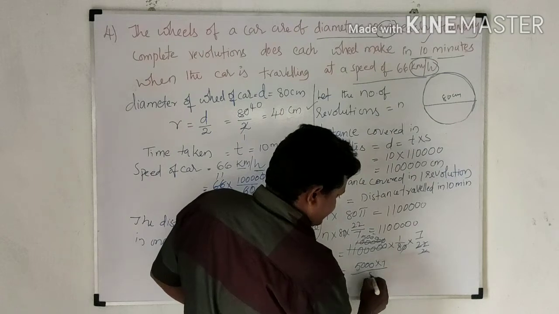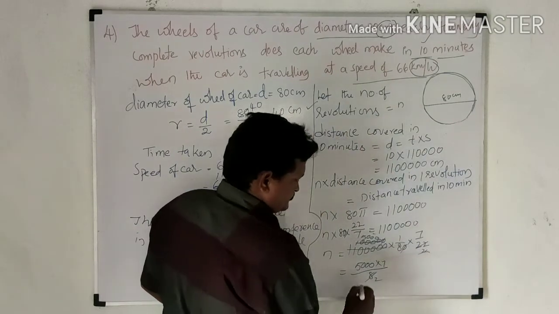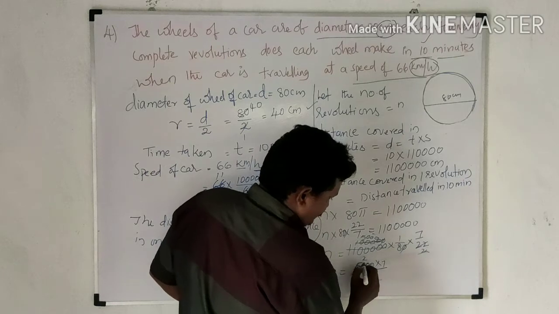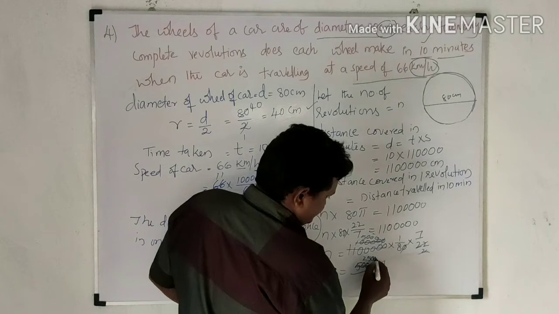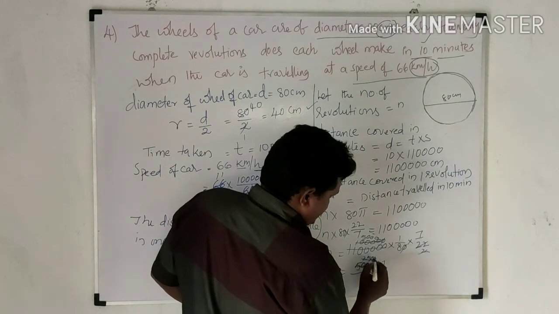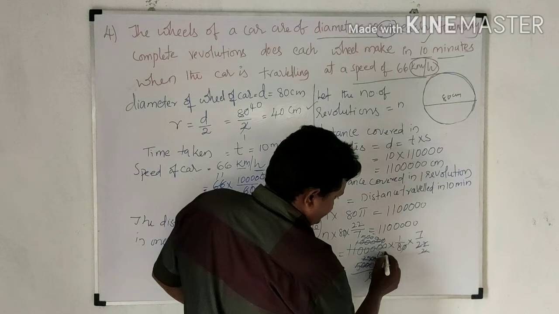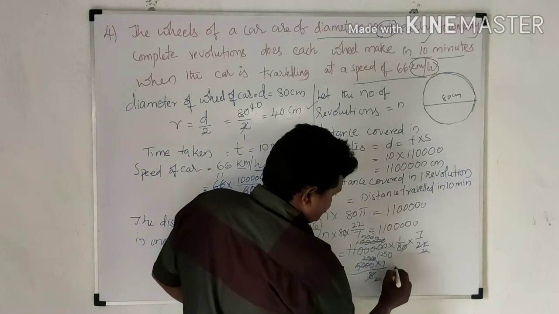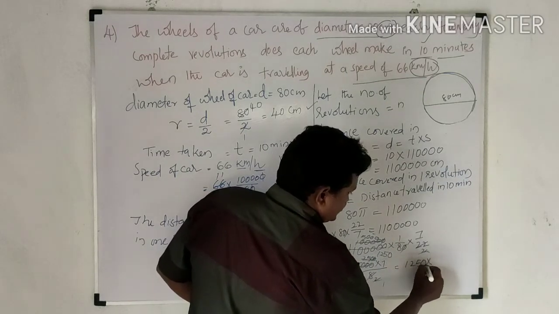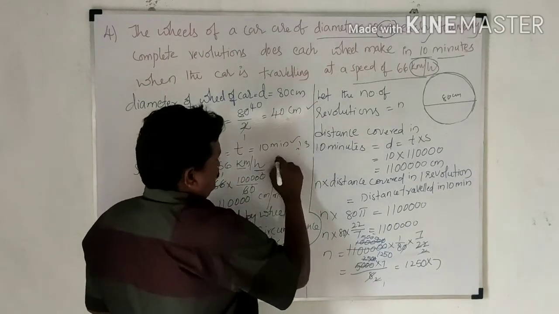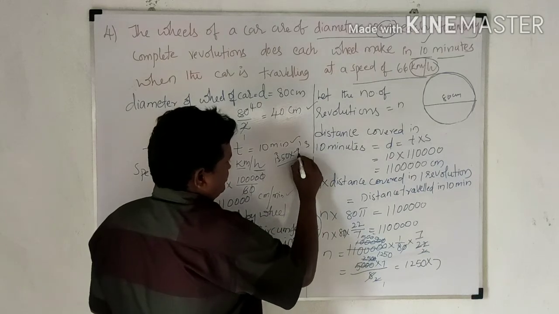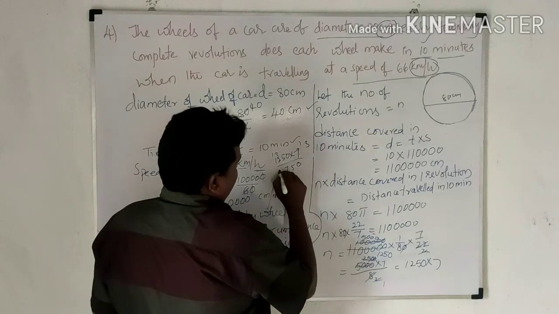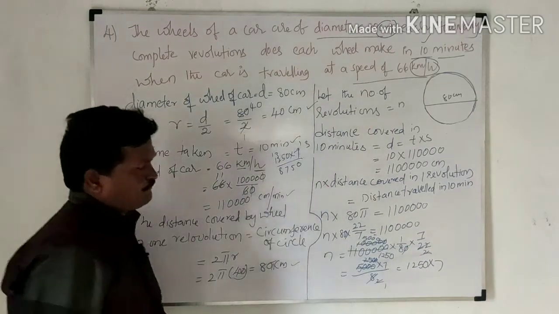into 7 by 8. 2 2s are 4, 2 5s are 2500. This is 2 1s are 2, 2 2s are 4, 2 5s are 0. So 1250 into 7. So this is 1250 into 7. 7 5s are 35, 17 are 40, 7 1s are 7 plus 1, 875.